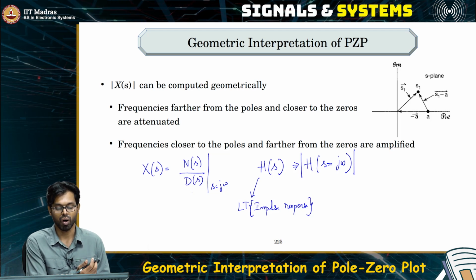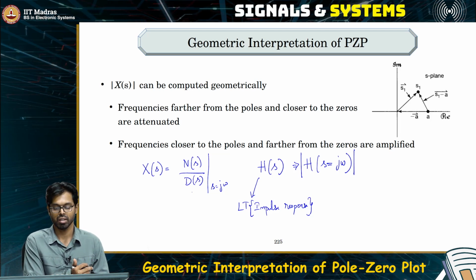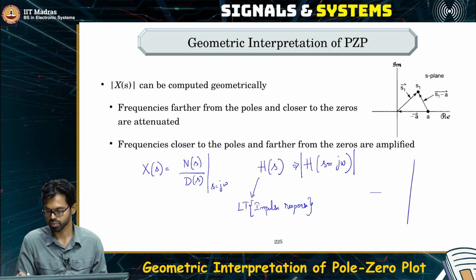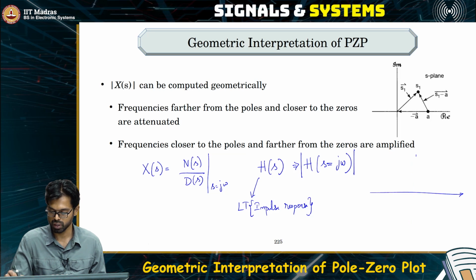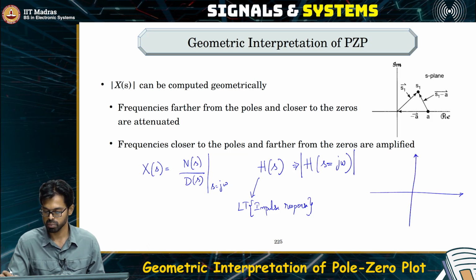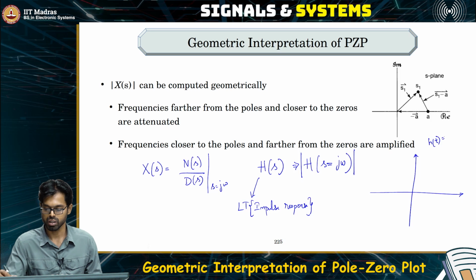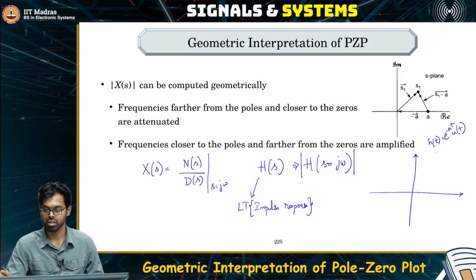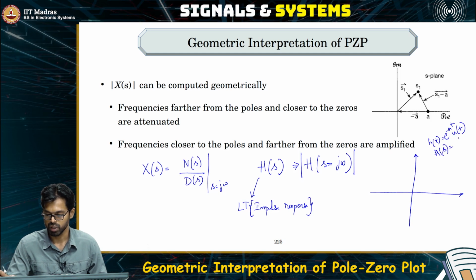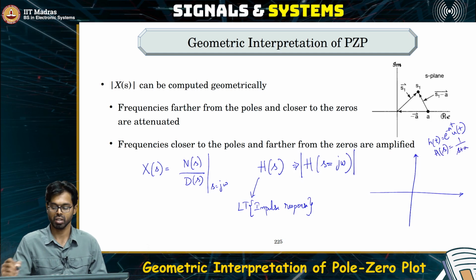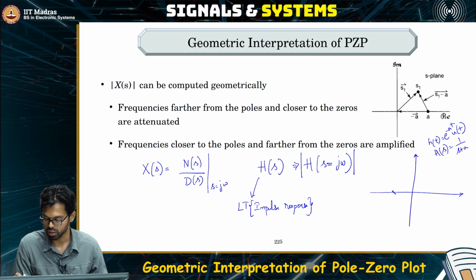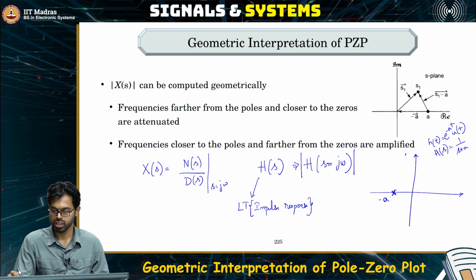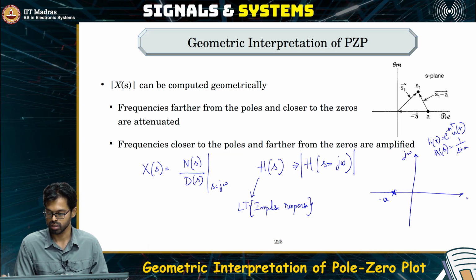But the pole zero plot directly tells us very interesting things about how the system behaves. So, let us take the simple RC circuit. Remember, the simple RC circuit had an impulse response e power minus at u of t and its Laplace transform of 1 by s plus a, and its pole was at minus a. And this is the j omega axis and this is the sigma axis.